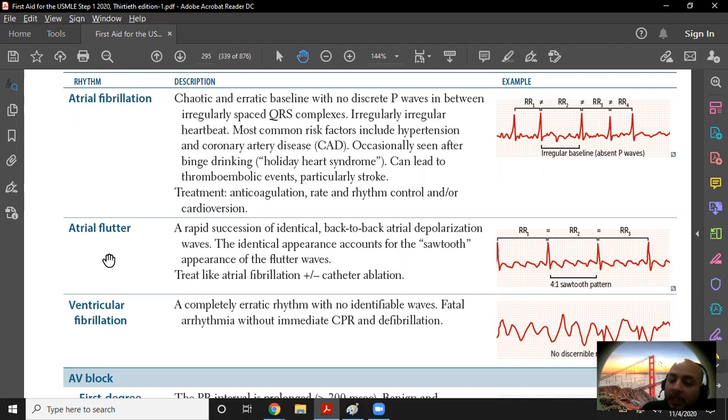Okay, and then VFib. With VFib, you want a defib. Okay, but because it is a ventricular arrhythmia, you also would want to give possibly a sodium channel blocker, potassium channel blockers as well.